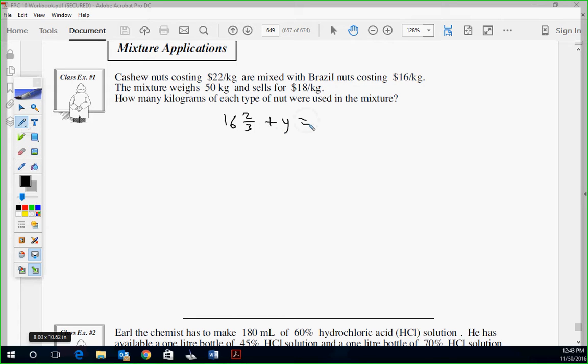No, well, the picture's stored. I can go get the picture if I want, but it's okay. 16 2/3 plus y equals the 50 kilograms. That's all we're just checking. We're getting in the y right now.